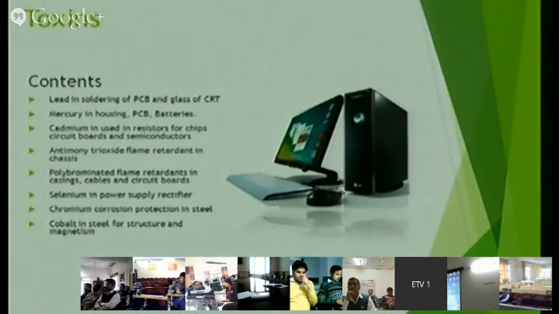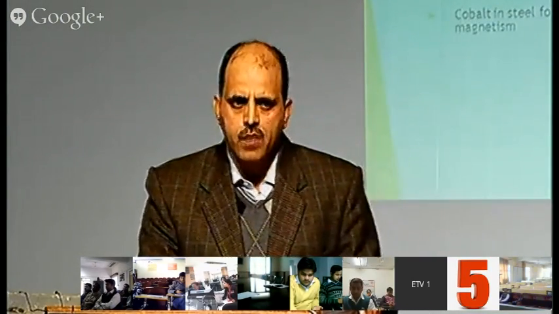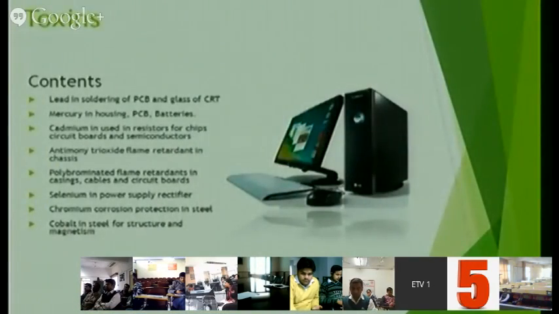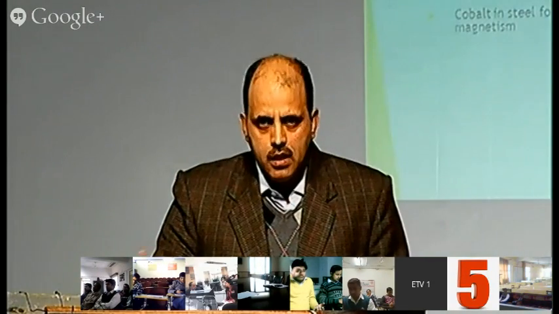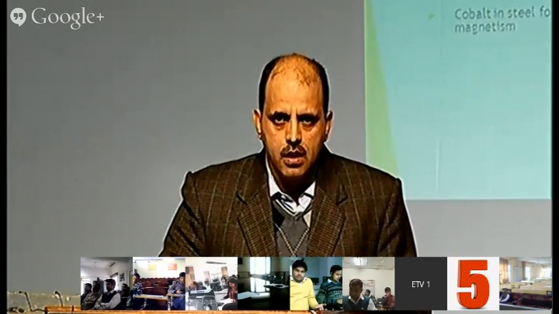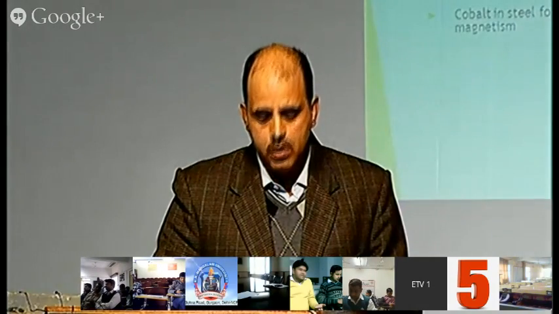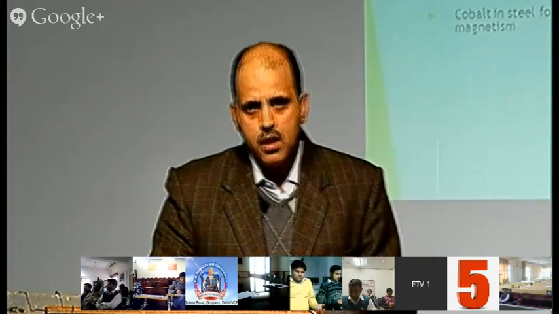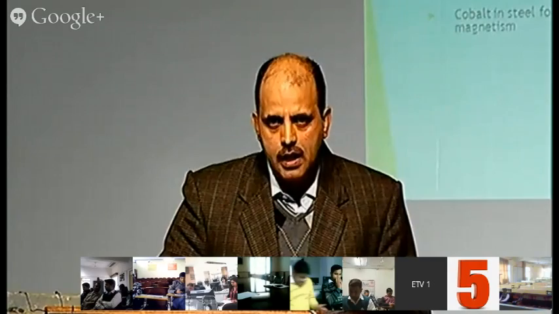What are the toxins that are being used in our computers? One of the main chemical elements used in computers is lead. It's used in the soldering of PCBs as well as the glass of the CRT. When this lead is disposed of, it can affect the human nervous system. It can even affect the kidneys. So we have to be very conscious about the usage of lead and try to reduce it as much as possible. Today we have lead-free soldering available, so we should prefer devices where lead is used to the minimum.